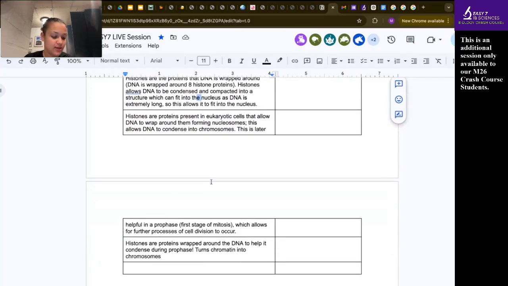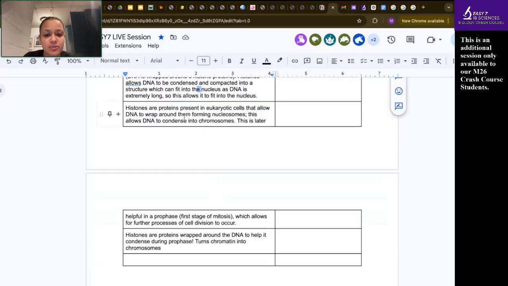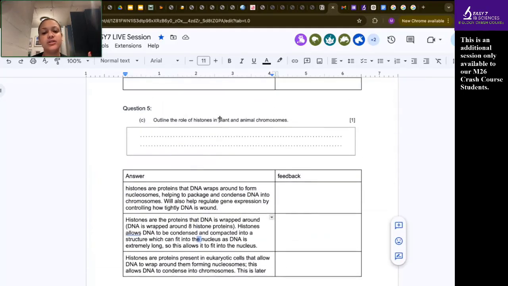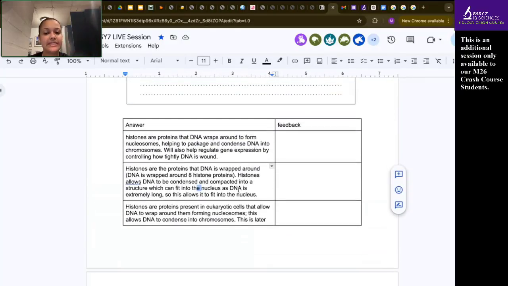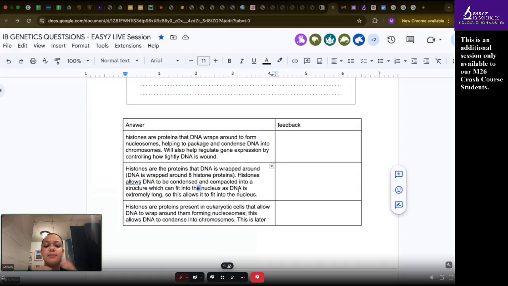Okay, moving on to the next point. Histones are proteins present in eukaryotic cells that allow DNA to wrap around them, forming nucleosomes. This allows DNA to condense into chromosomes, and this is later helpful in prophase. Again, guys, for a 1-mark question, I know you want to show off your knowledge, and you guys absolutely ate it up. However, I want you to be realistic about how much you can fit into that statement and how much you actually need to say. And it's DNA supercoiling, or turning the chromatin into chromosomes, or condensing it. Exactly. Well done. Next one.